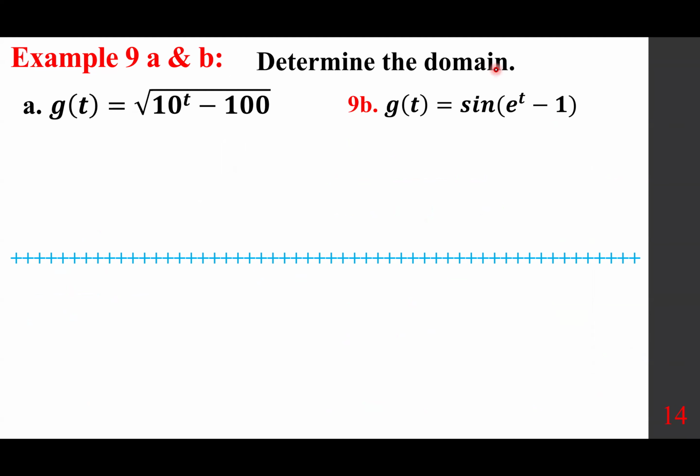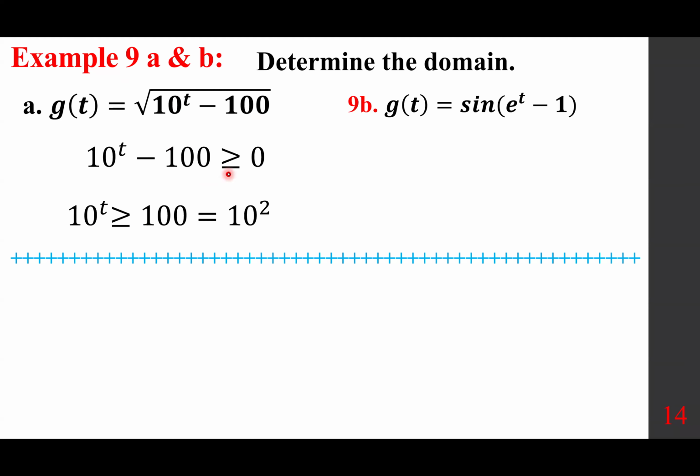Determine the domain. In this case, we are dealing with the square root of 10 to the power of t minus 100. Regardless of what's underneath, when we don't have the index, it is 2. It's an even index. And what's underneath must be greater than or equal to 0. In other words, non-negative. We can move this to the other side, it becomes 100 or 10 squared. So if you compare this one and this one, t must be greater than or equal to 2.